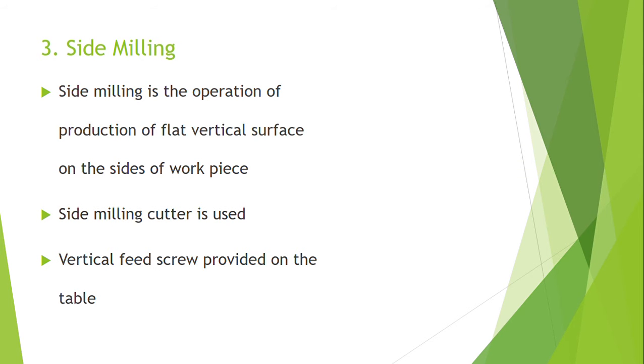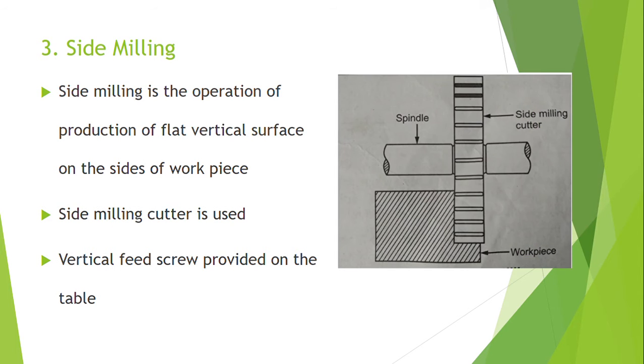The next is side milling. Side milling is the operation of producing a flat vertical surface on the sides of the workpiece by using a side milling cutter. The depth of cut is adjusted by the vertical feed screw provided on the table. So you can adjust the workpiece by using the feed screw.